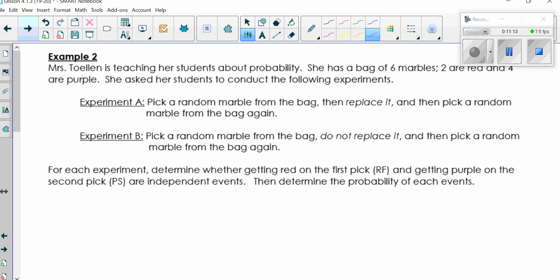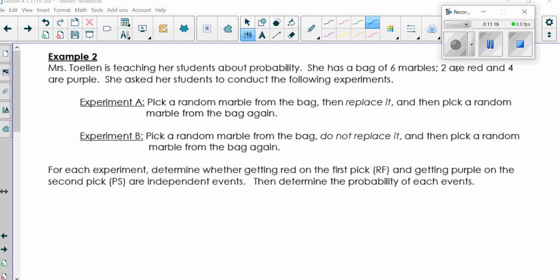Example 2 says that Mrs. Tolan is teaching her students about probability. She has a bag of 6 marbles. 2 of them are red and 4 of them are purple. Okay, so I'm just going to write here 2 red, 4 purple, for a total of 6. She asked her students to conduct the following experiments.